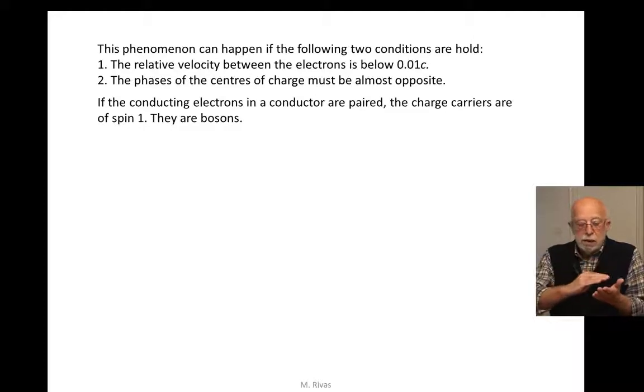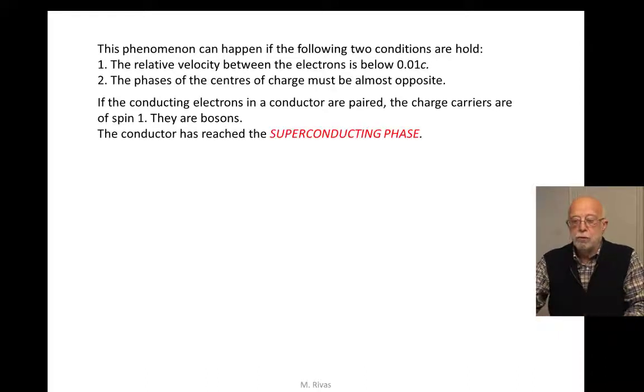So, if the conducting electrons in the conductor have aligned their spins and have formed a bound pair, the conducting electrons are bosons. And therefore, that conductor is conducting the current with bosons, and therefore it has reached the superconducting phase. To analyze this, let us consider the Hall effect. Hall introduced this effect in 1879.